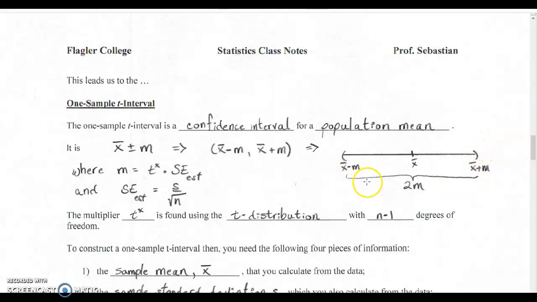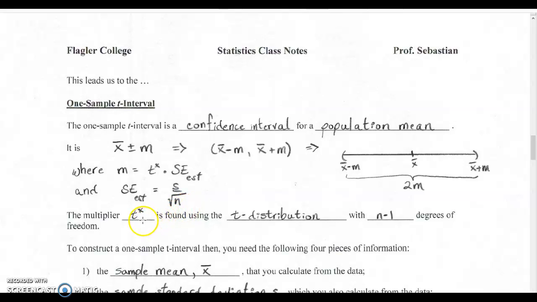So recall, that's the same as doing a confidence interval for a population proportion. That makes the width of the confidence interval 2m, right? Two margins of error, because it's one margin of error to the left and one margin of error to the right. Where now this margin of error m is our multiplier, which is now going to be denoted as t star, times the standard error estimate. And the standard error estimate is s divided by the square root of n.